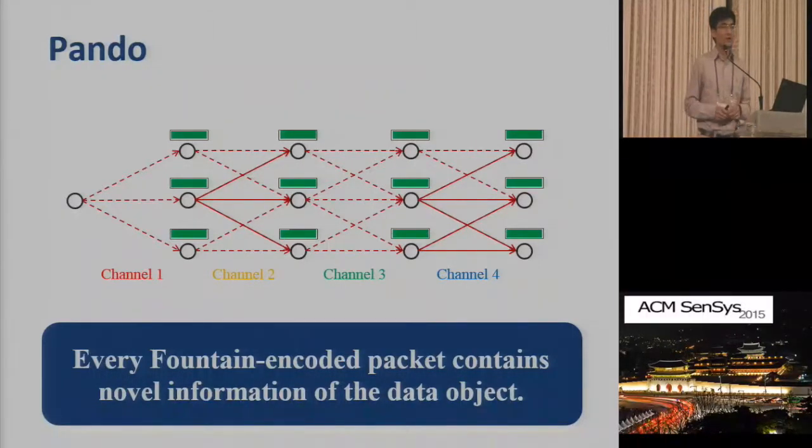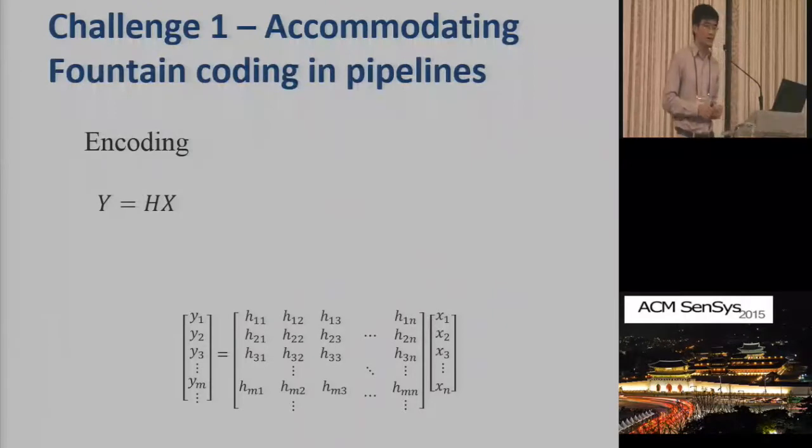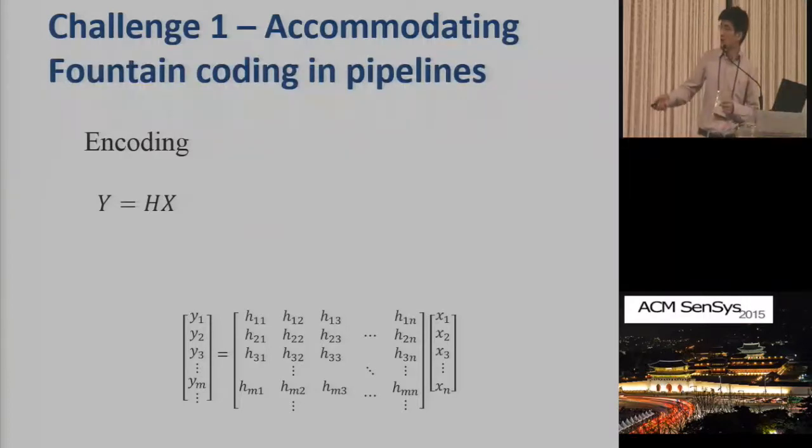In reality, we must tackle some practical challenges. The first one is we must accommodate the fountain coding in the fast pipeline. Let's first see what fountain coding is. To encode a data object, suppose we have a data object of n original packets. We use a coefficient matrix to generate a stream of encoded packets, and we transmit these packets.